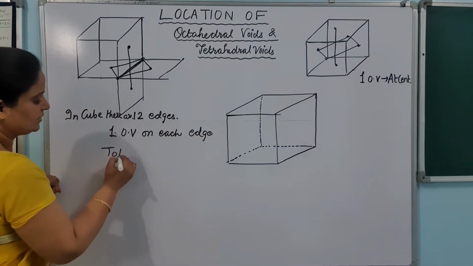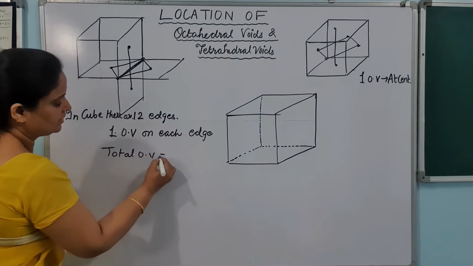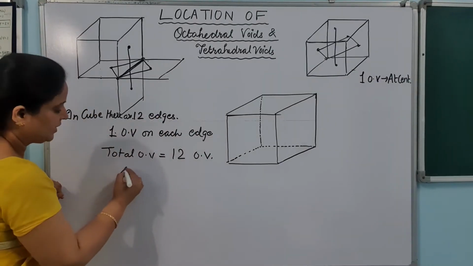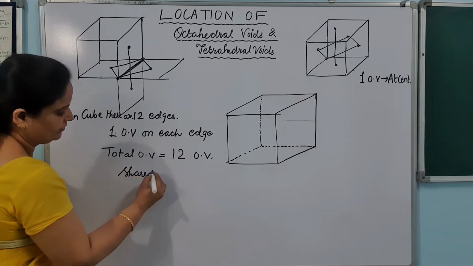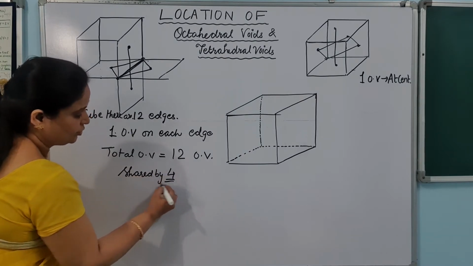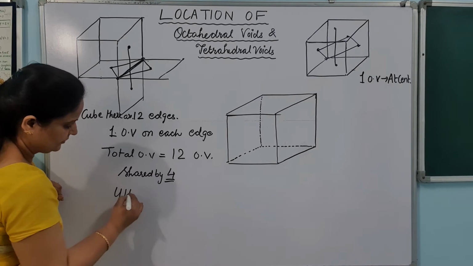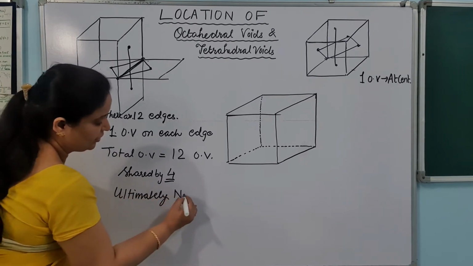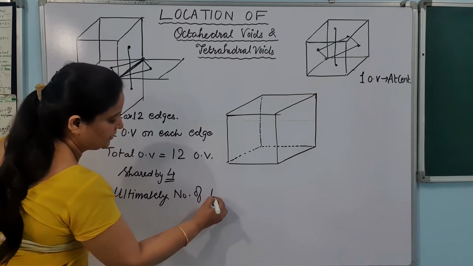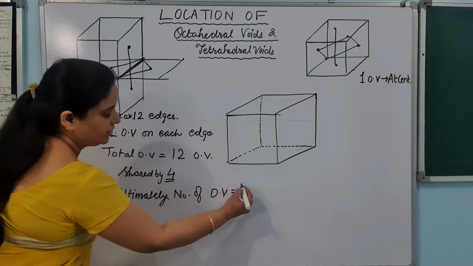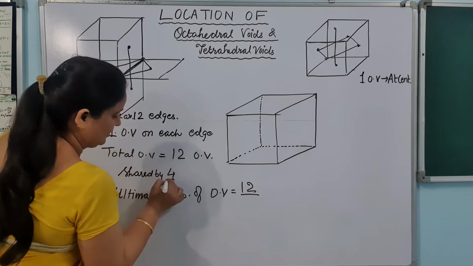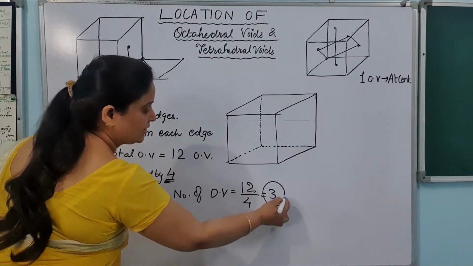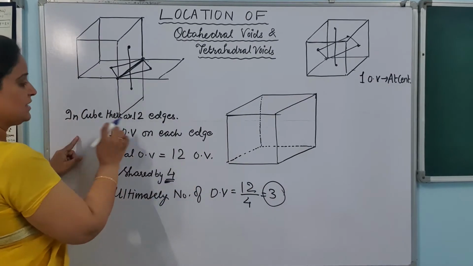So total at octahedral voids कितने हुए? 12. Okay. Now shared by 4. So ultimately number of octahedral voids will be 12 divided by 4, that is 3. So 3 octahedral voids ultimately will be present at the edges.